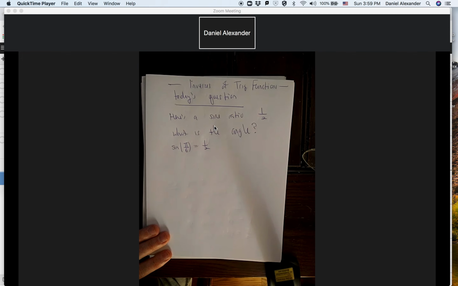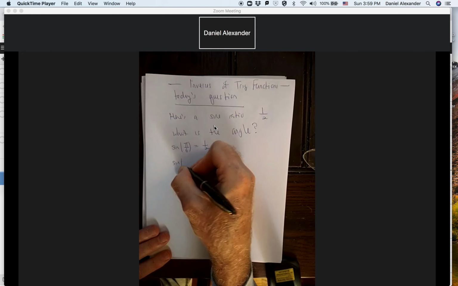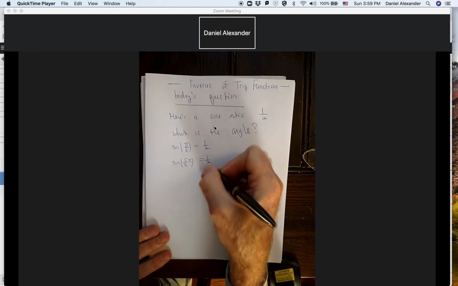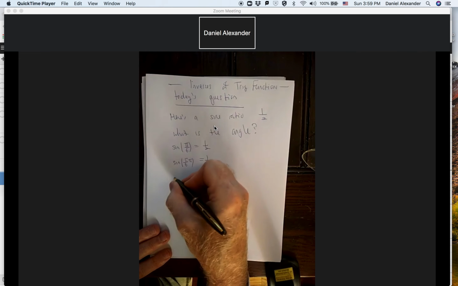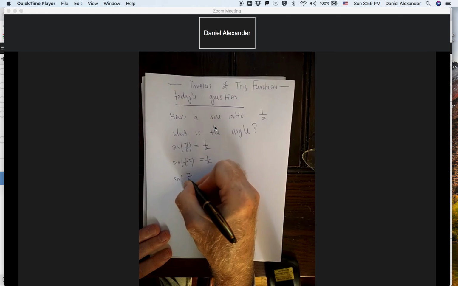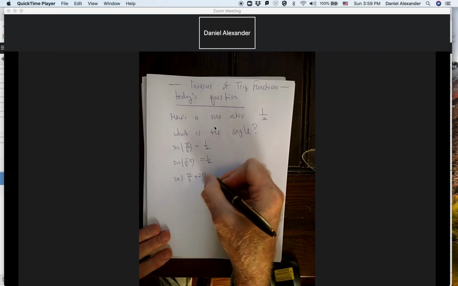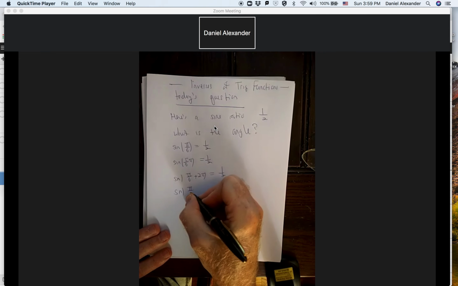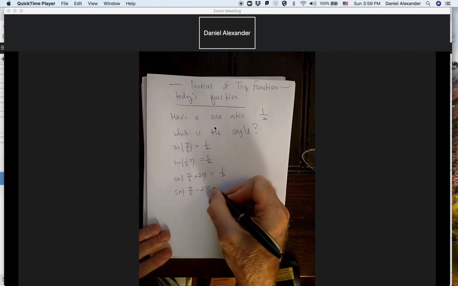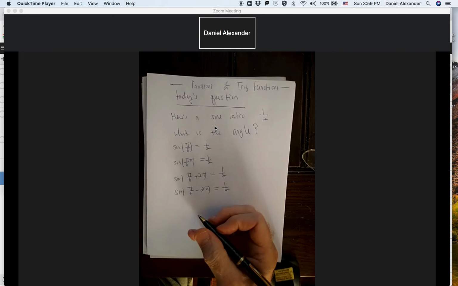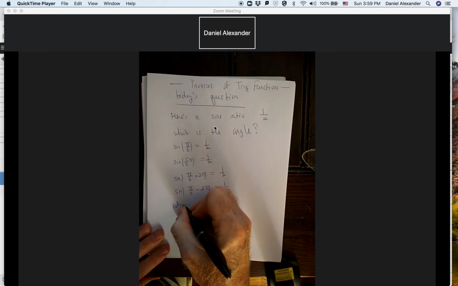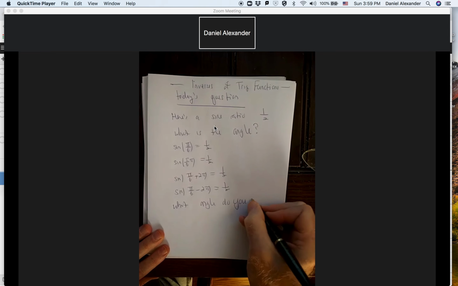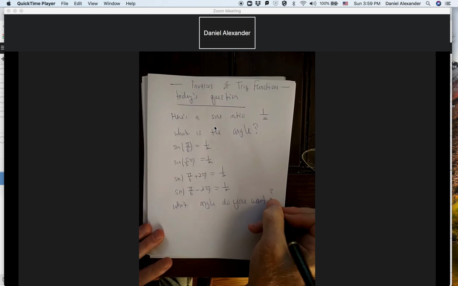But then you say, wait a minute, if I look at the sine of 5/6 pi, that's 1/2. But if I add 2 pi to that, that's also going to be 1/2. And if I subtract 2 pi, that's going to be the same thing because it's periodic. So the problem is, what angle do you want? Okay, and we're going to come back to that.